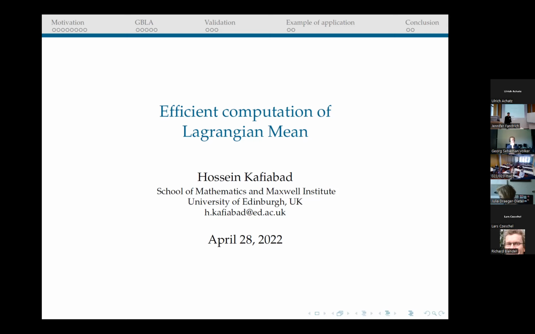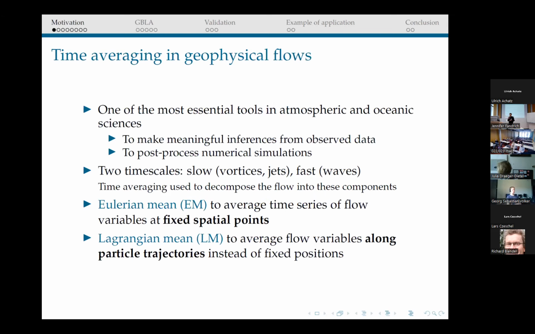So today I'm going to talk about, my original title was Grid-Based Computation of Lagrangian Mean, and this project has gone beyond grid-based, so I used efficient computation of Lagrangian mean to be more inclusive. In the first few slides I want to give you some motivation.